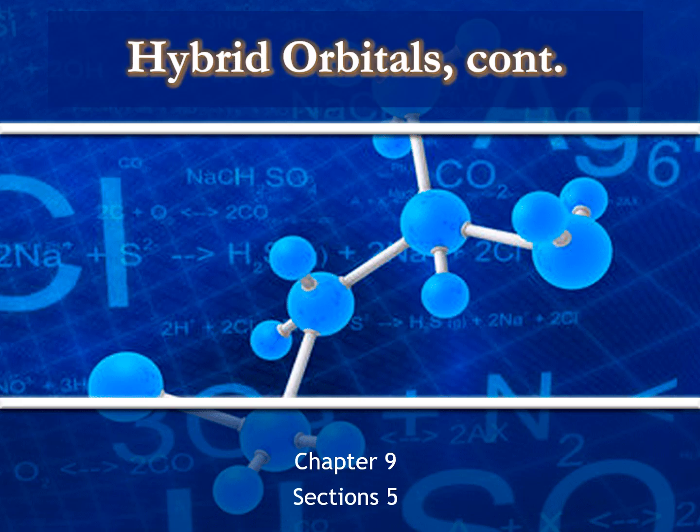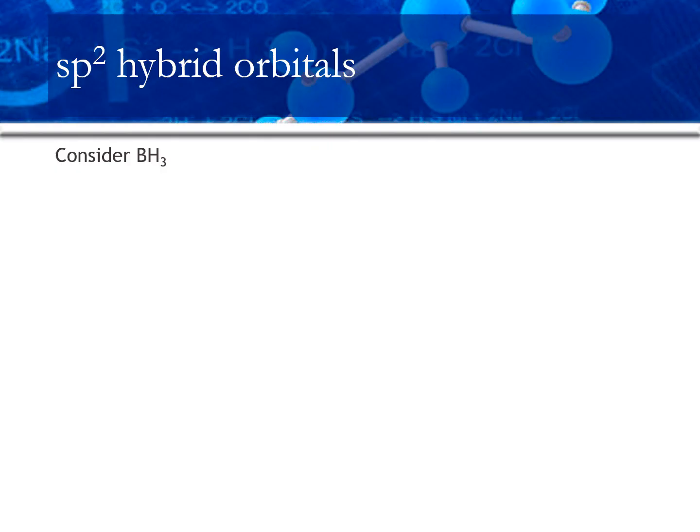Let's continue talking about hybrid orbitals by considering mixtures of more than just one s and one p orbital. So let's look at sp2 hybrid orbitals. That's how you say this, sp2. And we're going to look at a trigonal planar molecule, borane, BH3, and we're going to figure out how we can mix orbitals and describe how it ends up being trigonal planar.